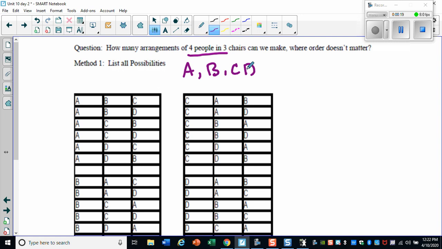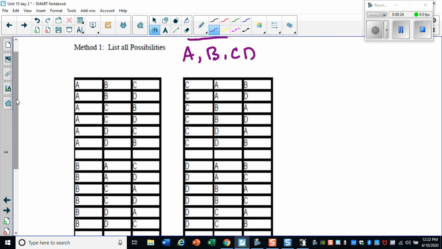So what exactly do I mean by order doesn't matter? Think about it in terms of not sitting in chairs, but groups of people. For example, if I have the group of people A, B, and C, think of them as throwing A, B, and C in a hat. I don't care where they are in the hat. I just care that I have person A, B, and C in my group.